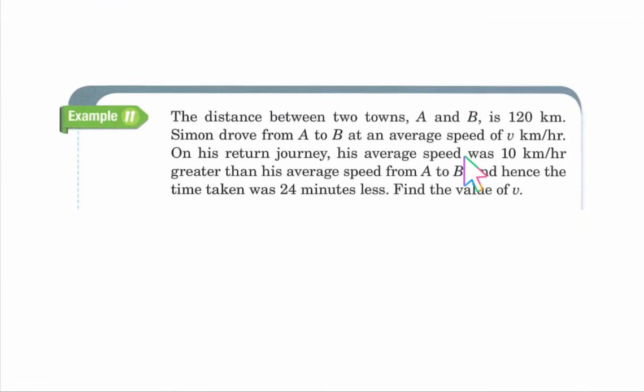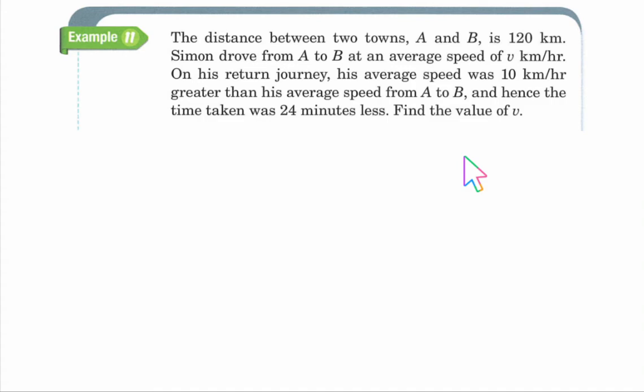Okay, let's do one more problem from the book. Example 11. It says that the distance between 2 towns, A and B, is 120 kilometers. Simon drove from A to B, the 2 towns, at an average speed of v kilometers per hour. That's the speed. We don't know it. It's the variable v. On his return journey, his average speed was 10 kilometers per hour greater than his average speed from A to B.